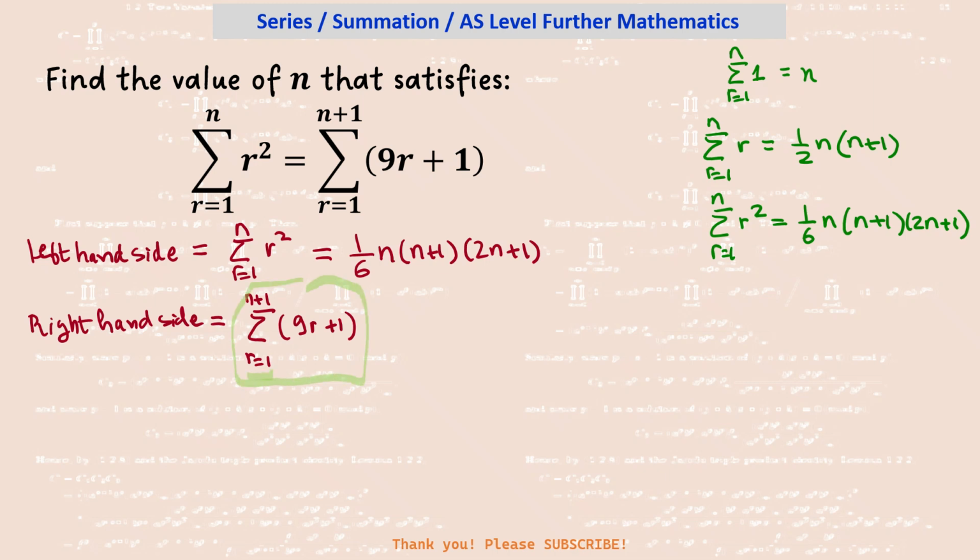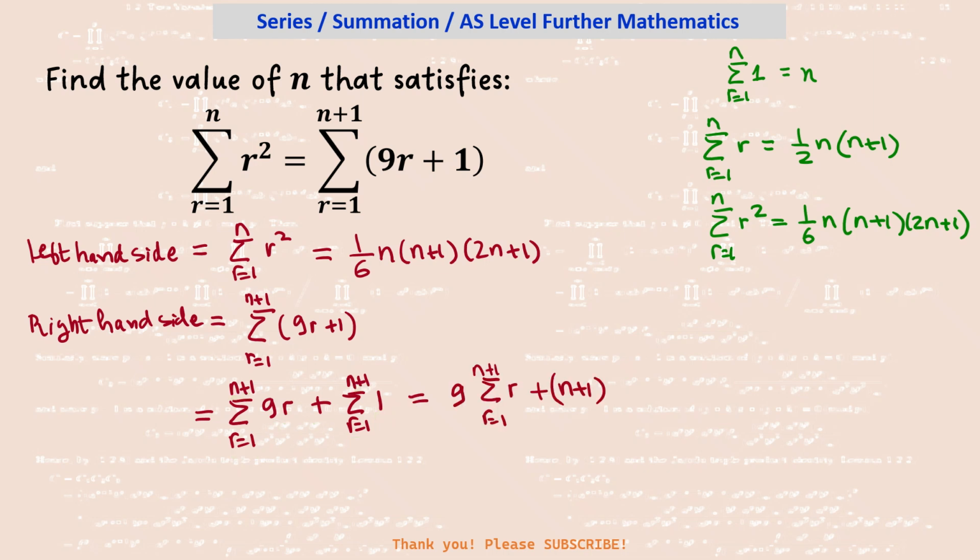So the sum from r equals 1 to n plus 1. Notice that instead of n we have n plus 1, and we need to find the sum for 9r plus 1. So we can break this out into the sum of 9r plus the sum of 1. A 9 can come outside the summation sign. So then we'd have 9 times the sum of r from 1 to n plus 1, plus, instead of the sum of 1, which we know should be n, we just replace this n with n plus 1.